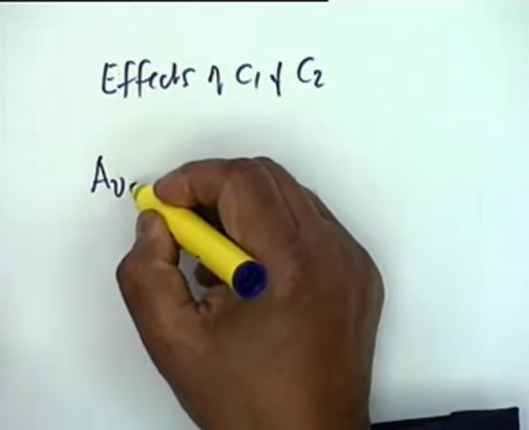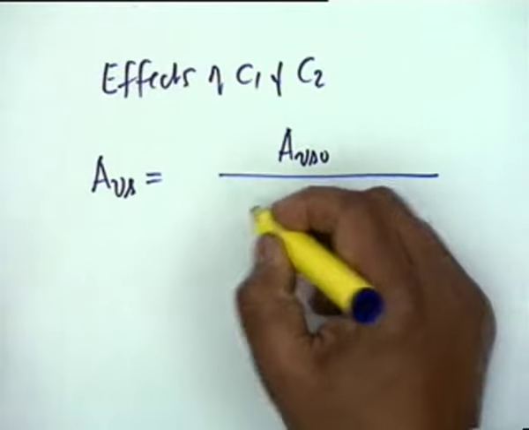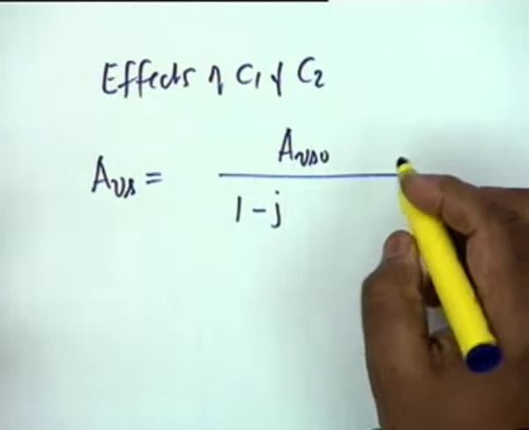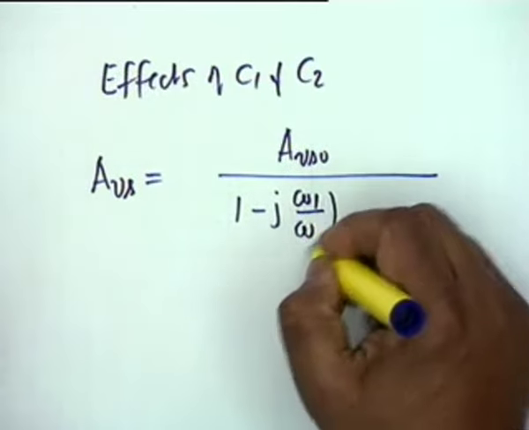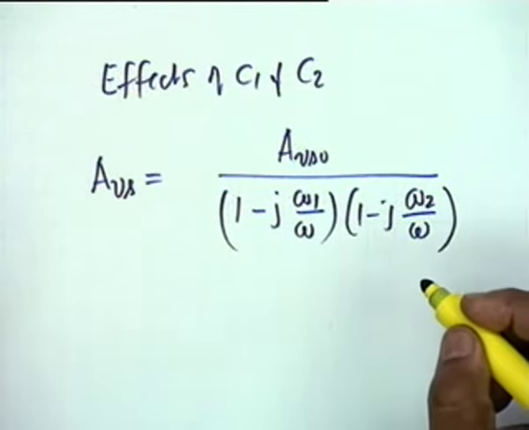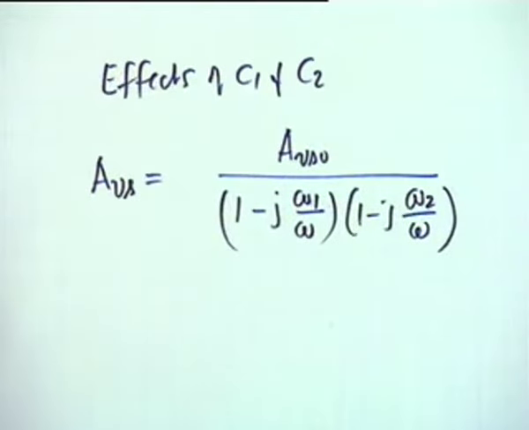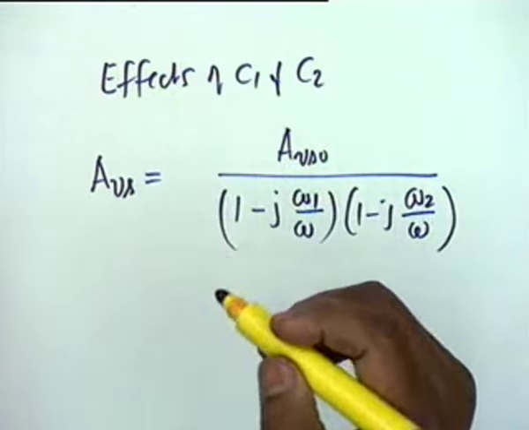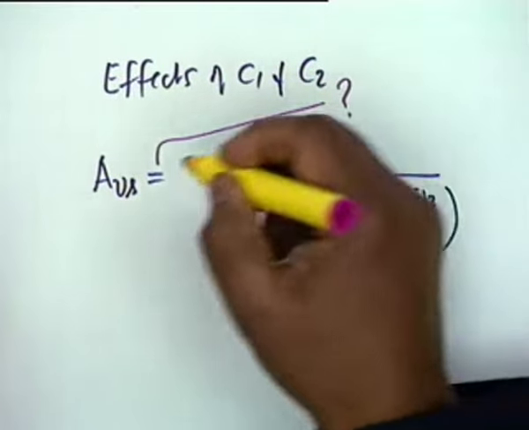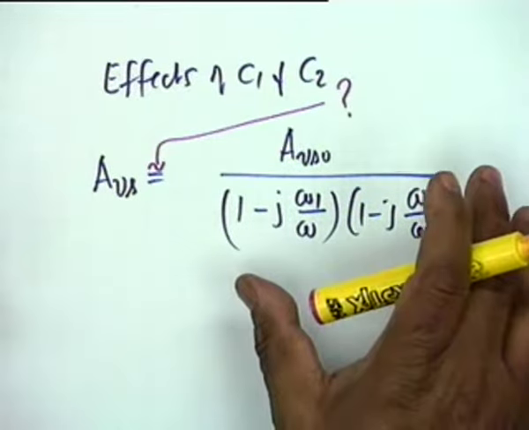I can make the engineering approximation AVS equal to AVS 0 divided by 1 minus J, one frequency due to C1 and the other frequency due to C2. Question is whether we should write this with an approximation sign or not. Should I put an approximation sign here, or is it exact? Effect of C1 and C2 together.